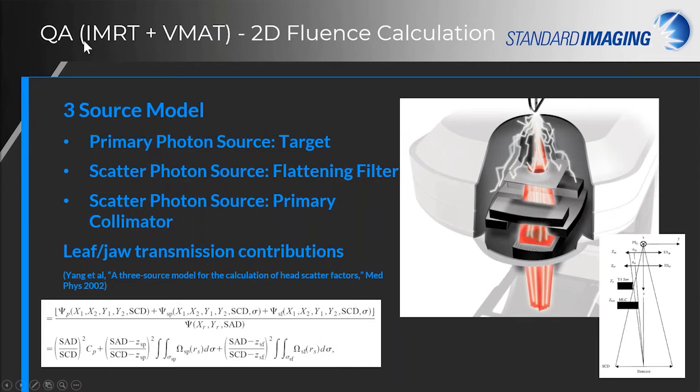The next module is the QA module, which is used for IMRT and VMAT. And the 2D Fluence calculation is based on the 3-source model. And this 3-source model has a primary photon source and 2 scattered photon sources. The primary photon source is placed at the geometric position of the target. The scattered photon sources are based at the base of the flattening filter, and then the other one at the base of the primary collimator. As well, there are contributions from the leaf and the jaw transmission.